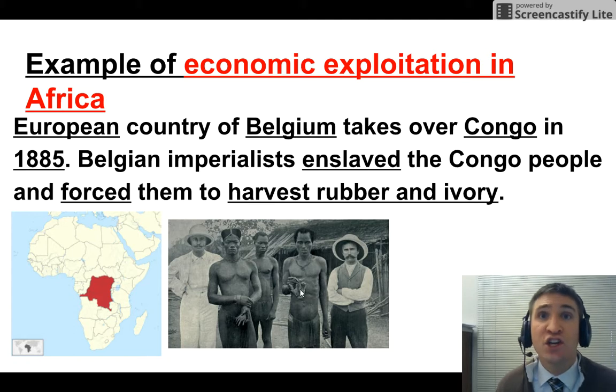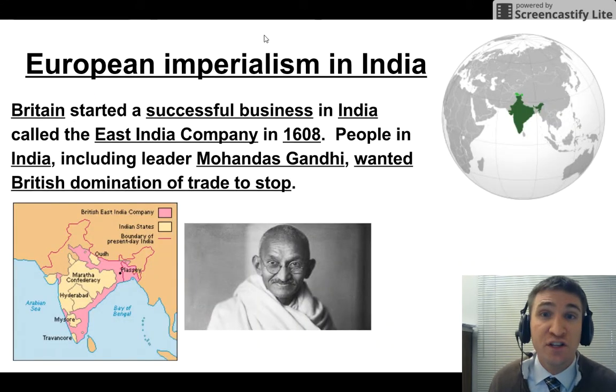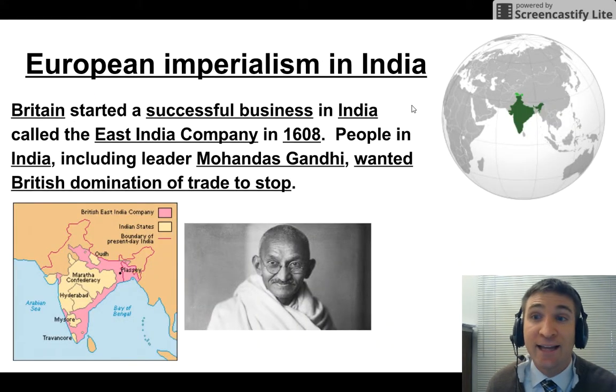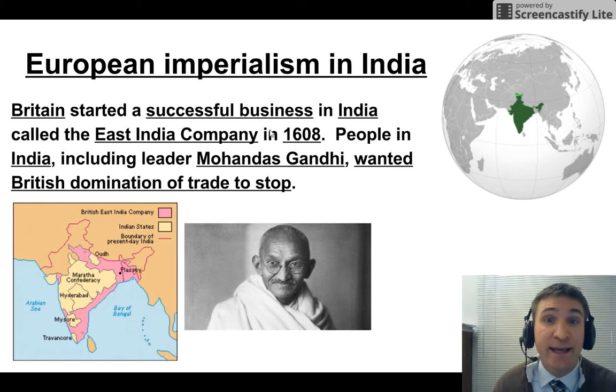European imperialism in India. Let's head further east to India. Britain started a successful business in India called the East India Company in 1608. People in India, including leader Mohandas Gandhi, this man right here, wanted British domination of trade to stop. It had been going on for hundreds of years, and the British East India Company was very controlling. In pink is all of the areas of India that it did control.